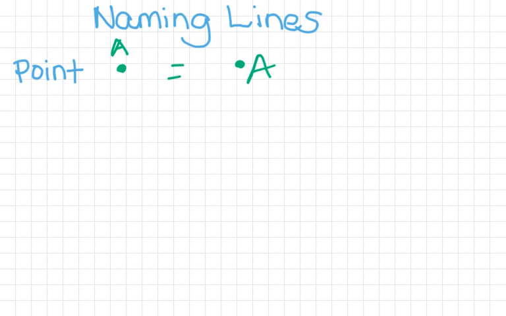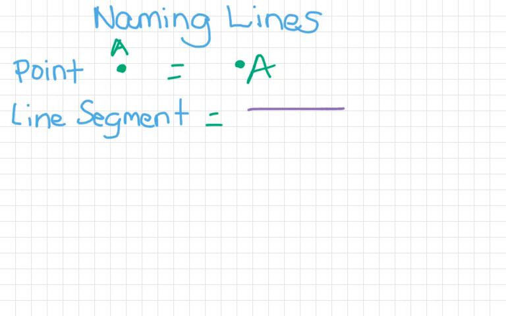Okay, now, if you want to know how to name a line segment, remember a line segment has two endpoints. I'll draw me a line segment. Put my dots on the end. Remember, your line segment is closed. It has two dots on the end. Okay, we'll call this line A, B.